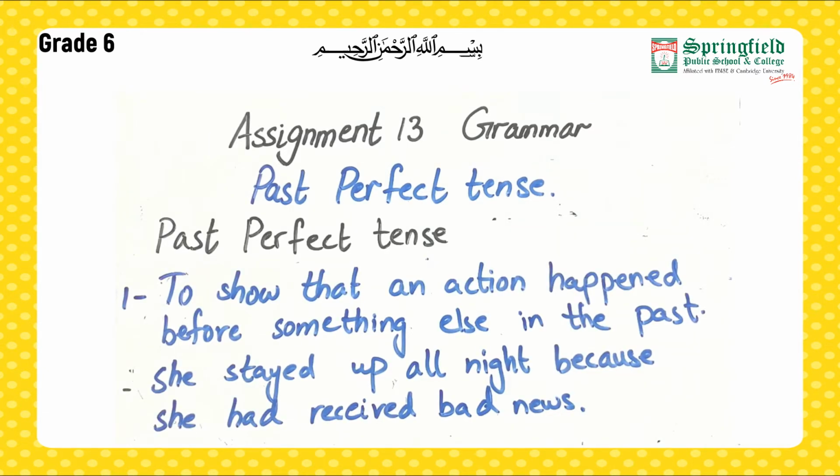There are different uses for past perfect tense, right? So when can we use it? The first thing is to show that an action happened before something else in the past. That action happened before another action, right? So we use past perfect tense to indicate an action that happened before another action.